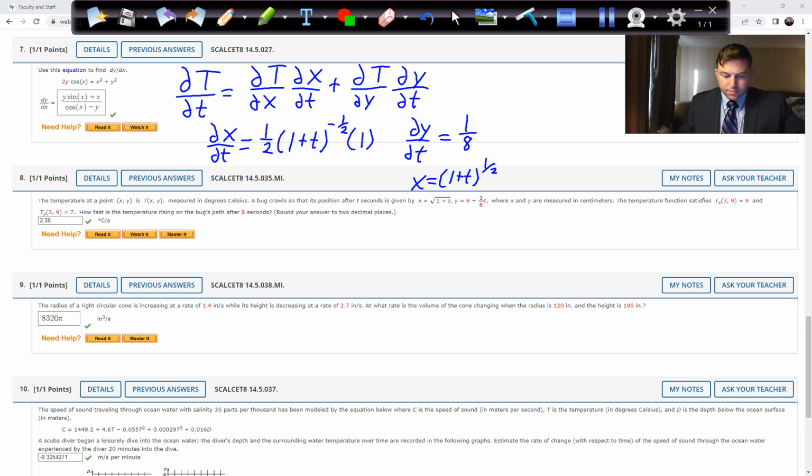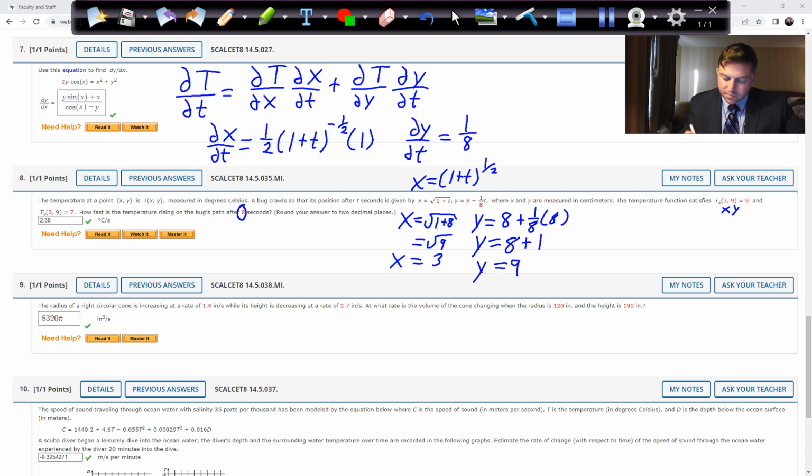Okay, now they are saying that time is 8 seconds. So that's how they got this (3,9). They plugged in 8 into these functions, so they got x is the square root of 1 plus 8, which is the square root of 9, which is 3. Then they plugged in 8 into this function for y, 1/8 times 8, which is 1, 8 plus 1, which is 9. So that's how they got this (3,9).